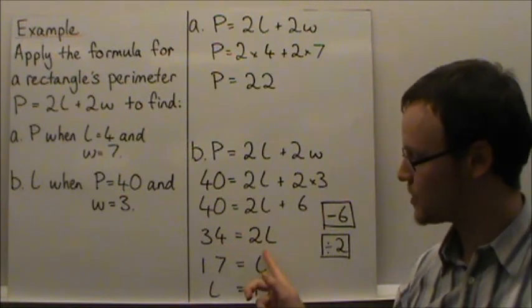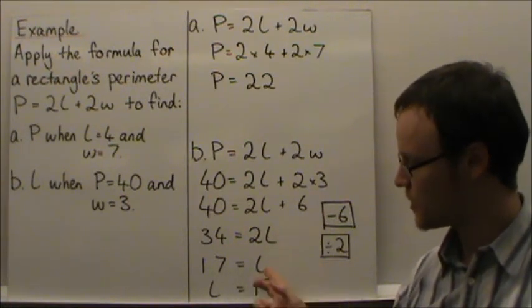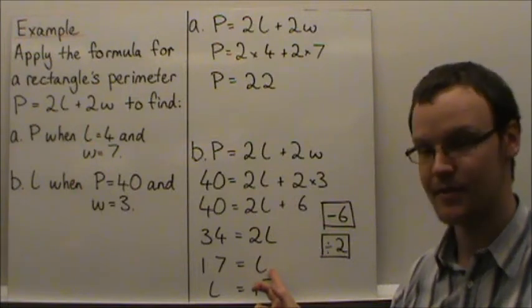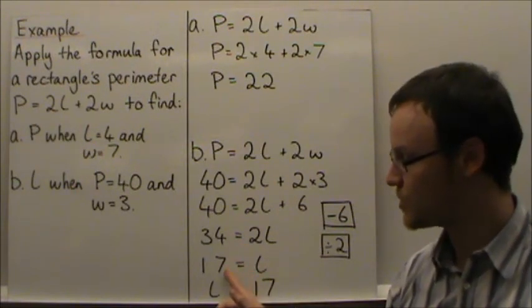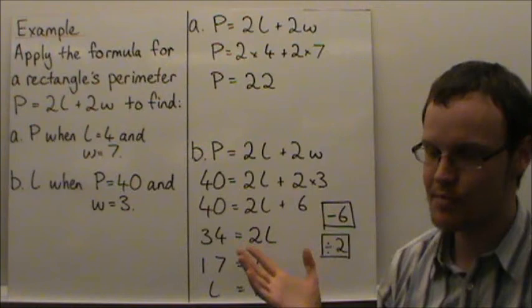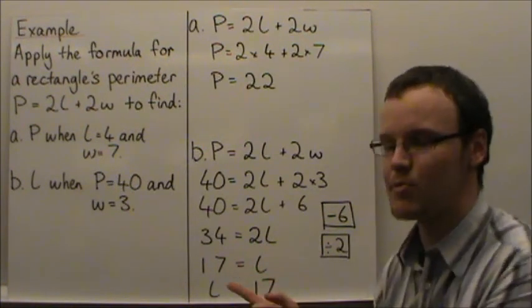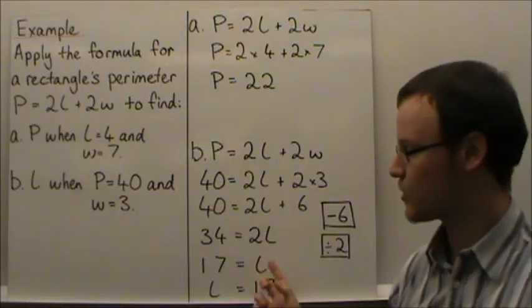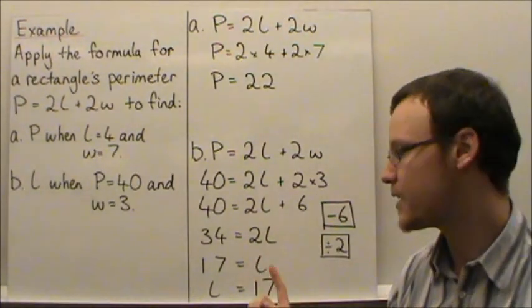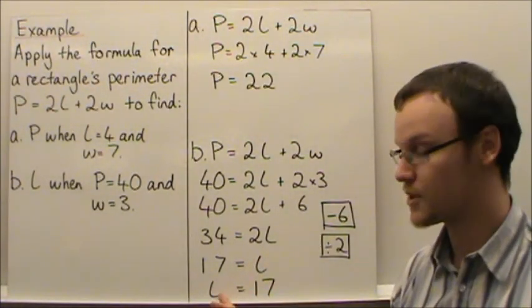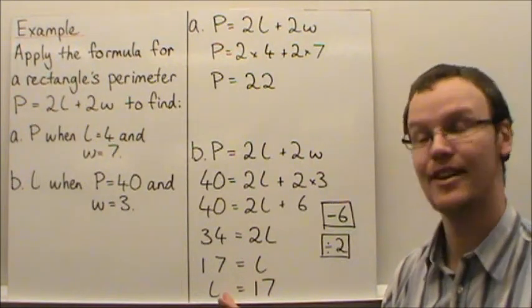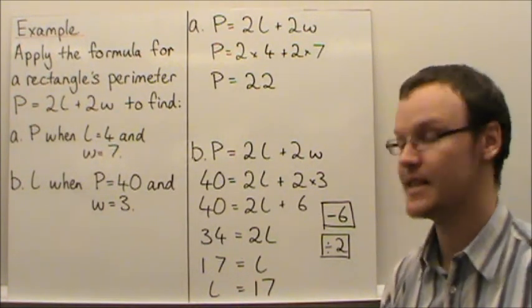We can divide both sides by 2. 2L divided by 2 is going to just give us L, and 34 divided by 2 is 17. Now, it's convention to have the variable on the left-hand side, so we can switch the sides. Once again, that's not going to change anything. It's going to be an equivalent equation if we switch the sides. So the length of our rectangle in this case is 17.